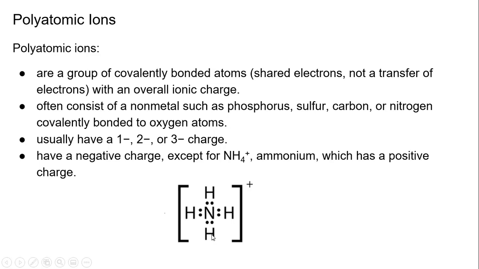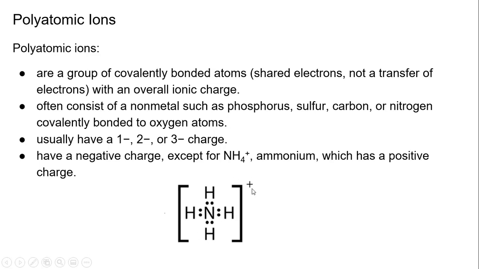And for hydrogen, it's a duet. So 2, 2, 2, 2. And then nitrogen would have an octet, 2, 4, 6, 8. They share these electrons in order to make that, but overall has a plus charge. So this is an ammonium ion.